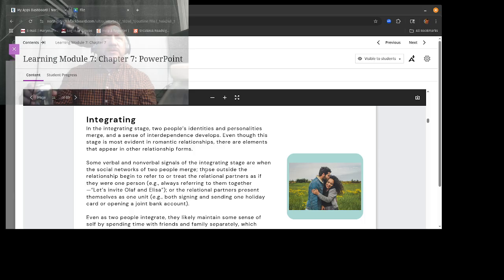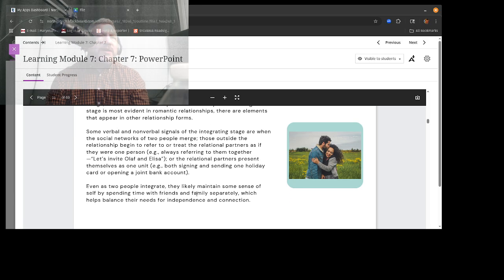Relational partners present themselves as one unit, right? They're a couple. When I'm hanging with my best friend, we're a team. We're just keying off each other. Now, as a couple, my wife and I sign the holiday cards, right? We have a joint bank account. We do these things. They're our dogs, our house, our cars.